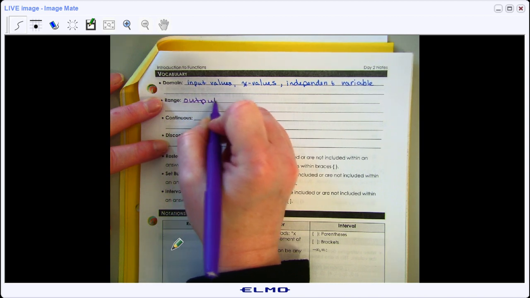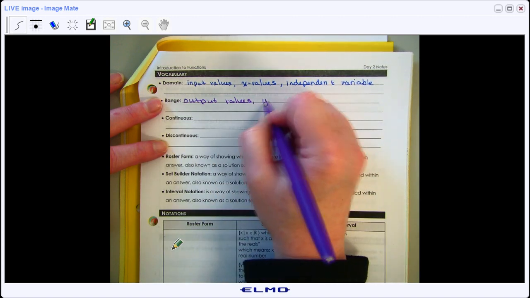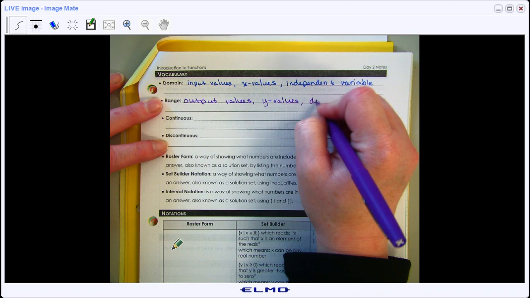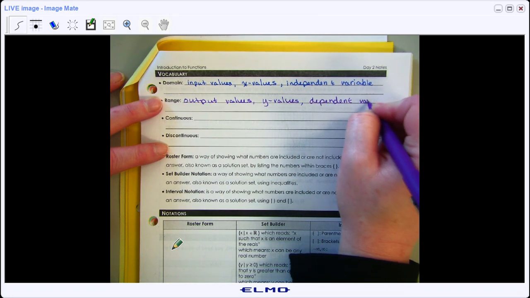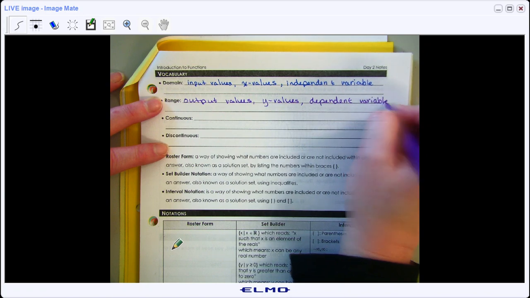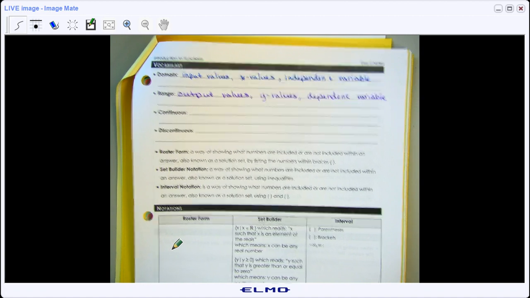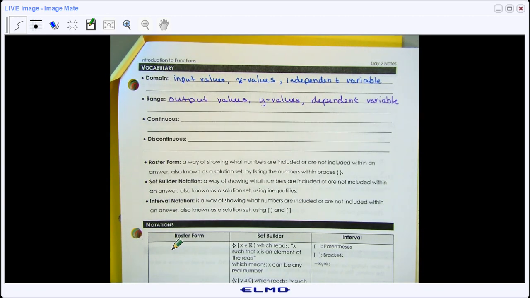So our range are the output values, y values, or your dependent variable. Those are the range. So those are kind of the answers that we get. So again, if we have an equation we're using, it's our answers that we get once we plug in those domain values.